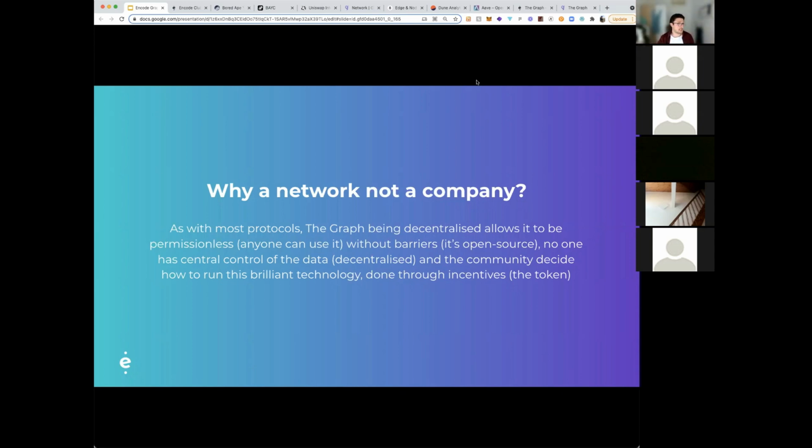Secondly, it's open source. You can see how it works. You can verify how it works. Trust and verify. Always very important things. And obviously the graph is collecting a ton of data and it's storing it in a decentralized manner. It's storing it on IPFS, which is a decentralized storage thing. We have a whole series on that. But no one has control over this data. It's all stored itself on chain, which is really important. And the community decides how to run this brilliant thing that the graph is. And we control the way this is run through incentives. And we'll talk about the token in a moment.